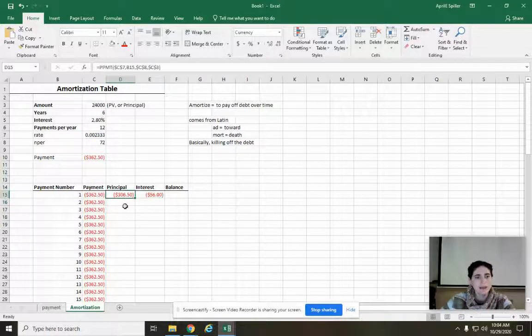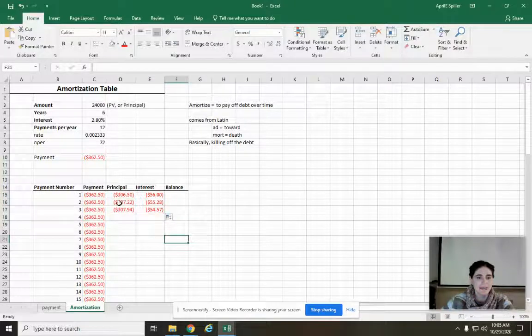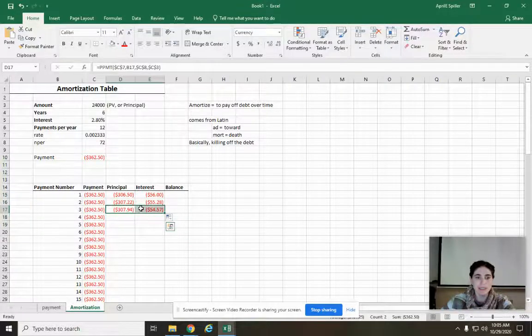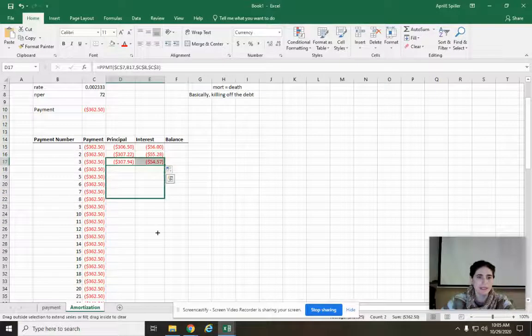Okay, so I can go ahead and click and drag these all the way down. I can click and drag them individually, or Excel is cool like this. If I highlight both of these, I can click and drag at the same time.